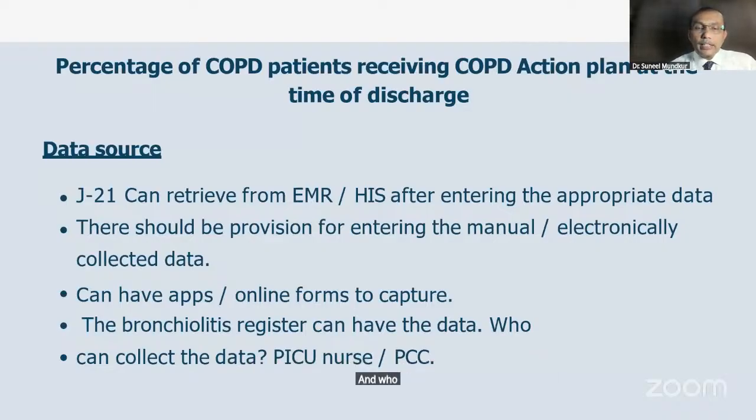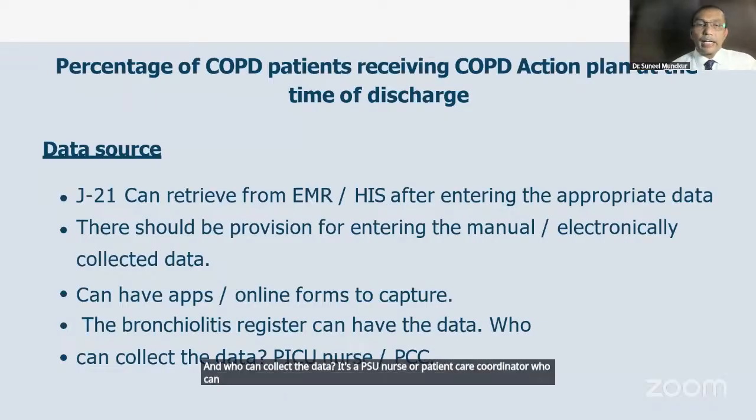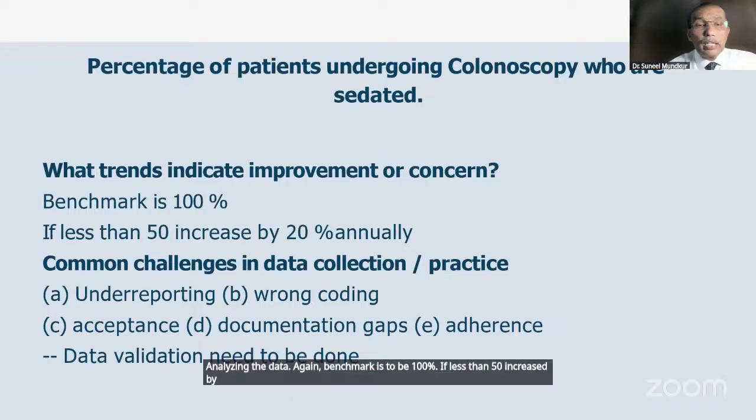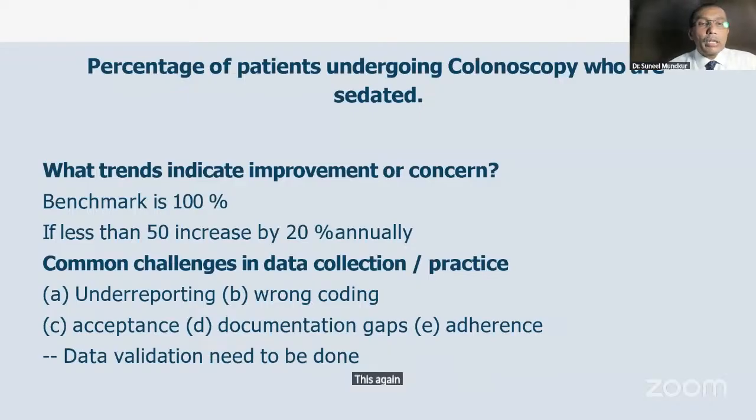And who can collect the data? It's a PSU nurse or patient care coordinator who can collect this data and give it to the pediatricians for analyzing. Again, the benchmark is to be 100%. If less than 50, increase by 20% annually. This benchmark is given totally by me. NABH has not mentioned it. You can have your own benchmarks. The idea is to move towards 100%.